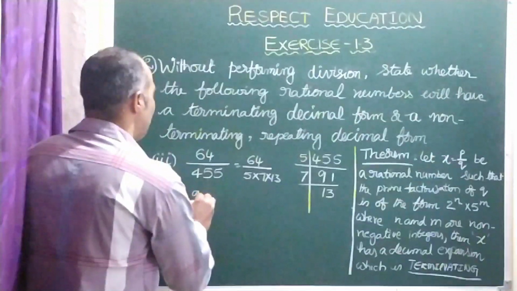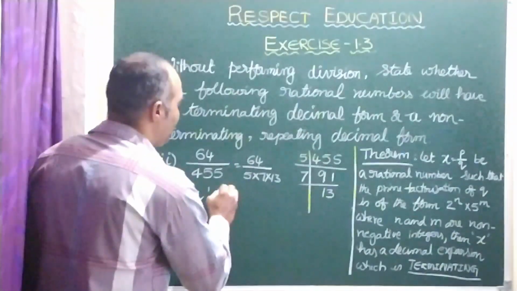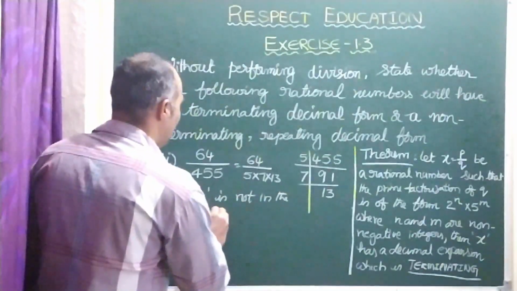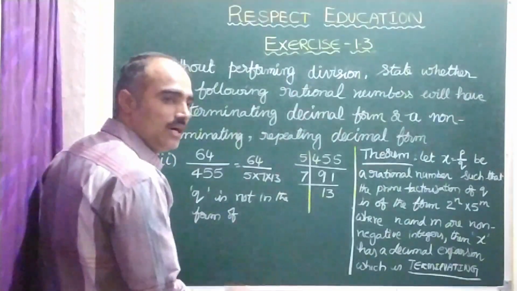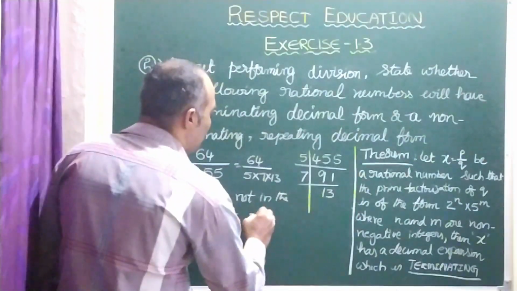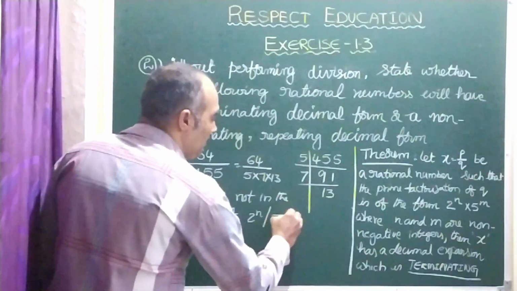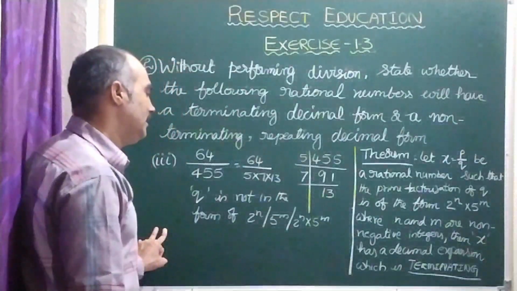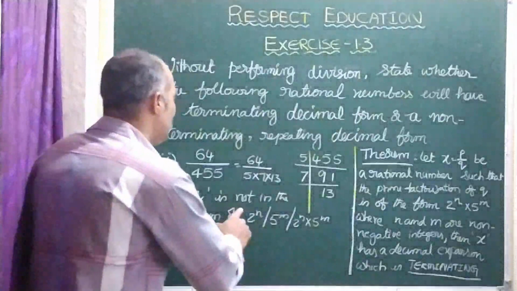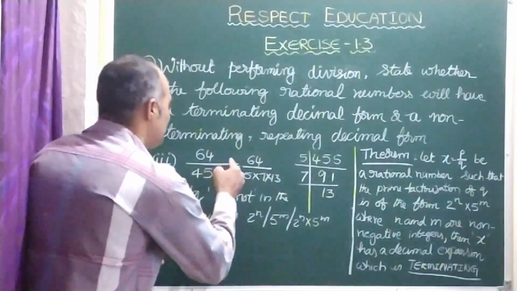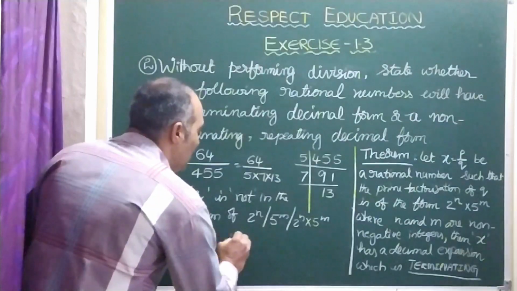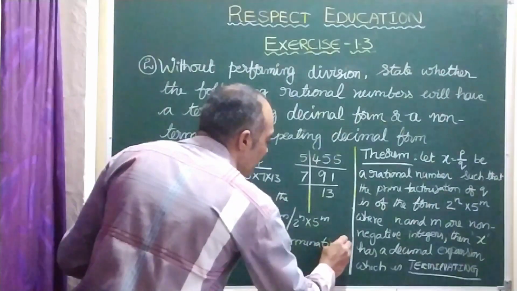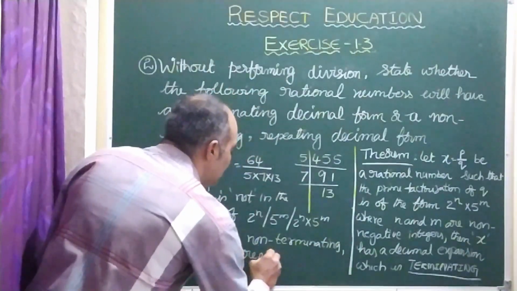So here the prime factorization of q is not in the form of the 3 options, children. Either the first option 2 power n, or 5 power m, or both together 2 power n into 5 power m, for some non-negative integers m, n. So as it is not in this form, it is non-terminating, repeating decimal.